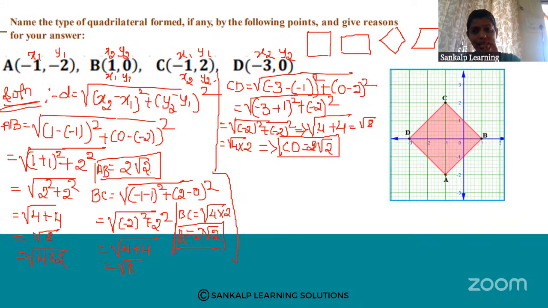That means three sides are equal here. One is AB and one is BC and CD. So three sides are equal. Next check with DA. Okay.